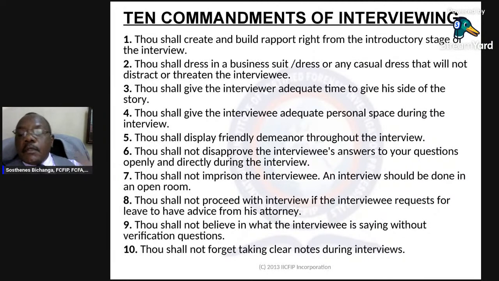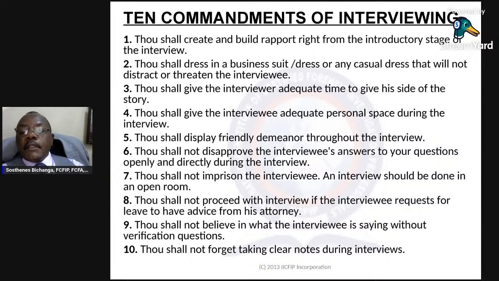If time itself cuts you short, for example, it is late and you have to wind up, then the interview will be adjourned, and the interviewee will start from where he or she stopped the following time when you have the continuation of the interview.